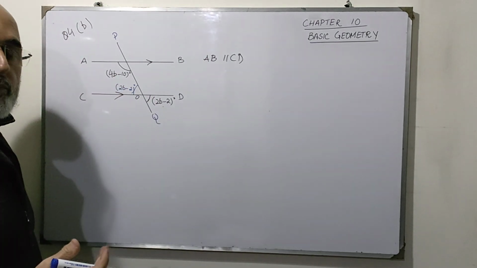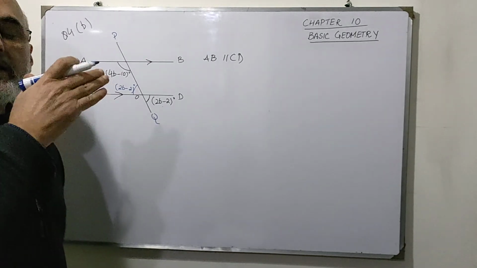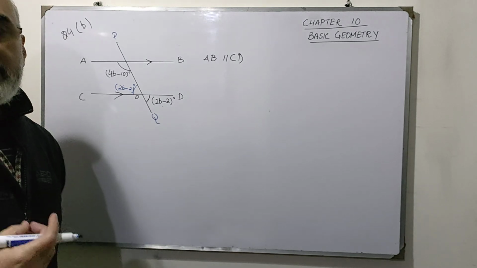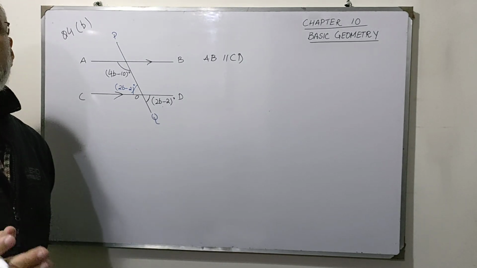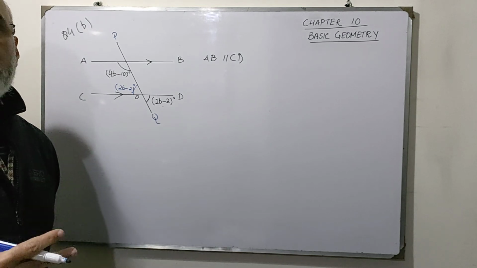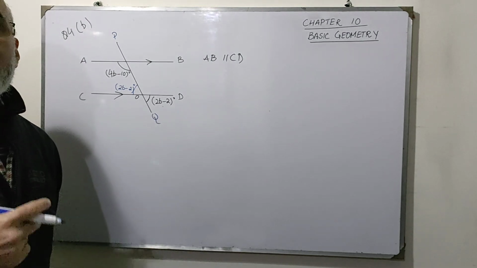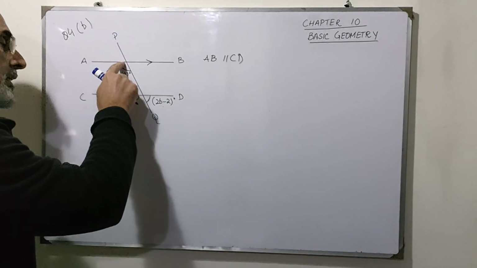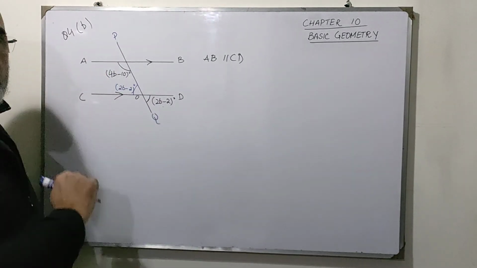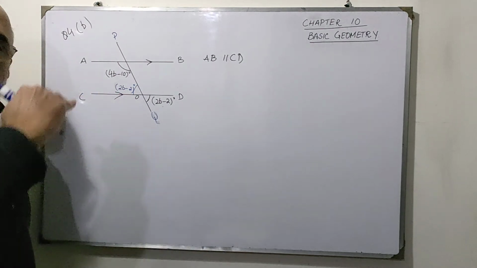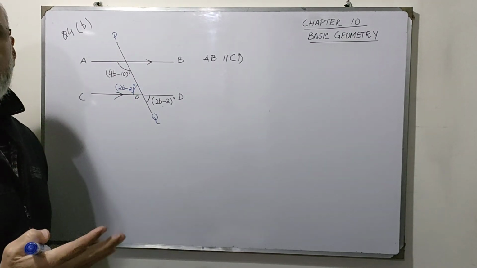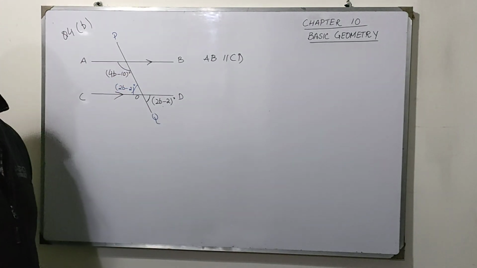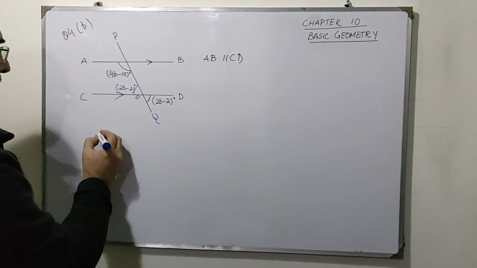Now remember, when two parallel lines are intersected by a transversal, we have one type of angles which are known as interior angles. They are within the parallel lines on the same side of the transversal, and these two interior angles are not equal, but the sum of these interior angles is equal to 180 degrees. So both are on the same side of the transversal, both are within the parallel lines, so it means they are interior angles. And if they are interior angles, they are supplementary angles and they are equal to 180 degrees.